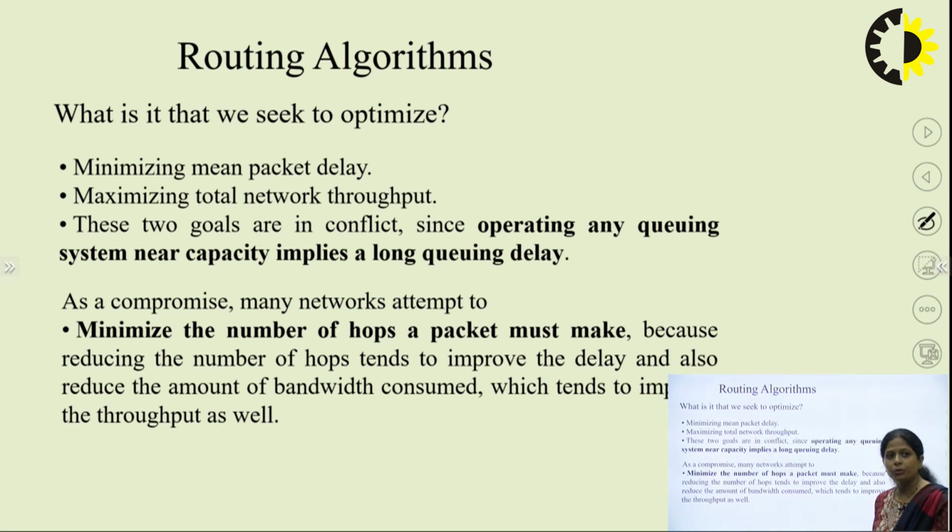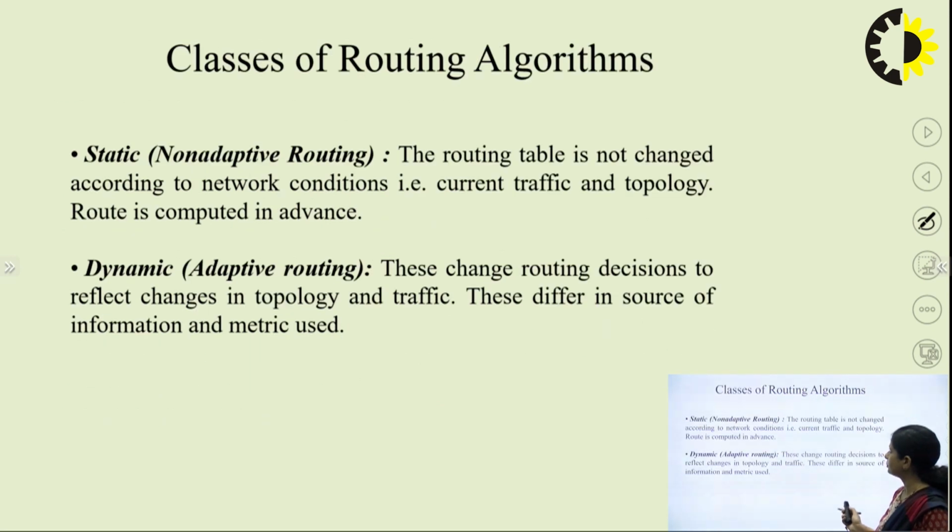So, as a compromise, many networks attempt to minimize the number of hops a packet must make. What is the benefit of this? Reducing the number of hops tends to improve the delay and also reduces the amount of bandwidth consumed, which tends to improve the throughput as well. So, that is why it is required.